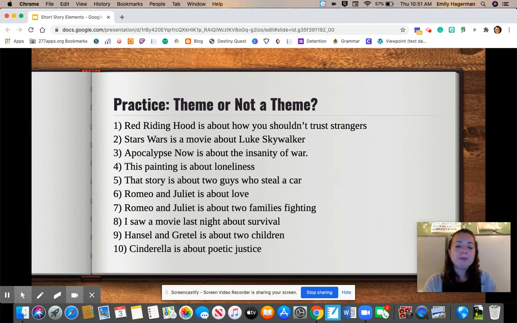Number 4, this painting is about loneliness. Theme or not a theme? That's not a theme because theme is never one word. Good. Number 5, that story is about 2 guys who steal a car. Theme or not a theme? Not a theme because again, theme is not a summary of what's happening in the story. It's about the message behind what happens in the story. Romeo and Juliet is about love. Theme or not a theme? Not a theme. Again, theme is never one word. So if you just see one word, it's not a theme.